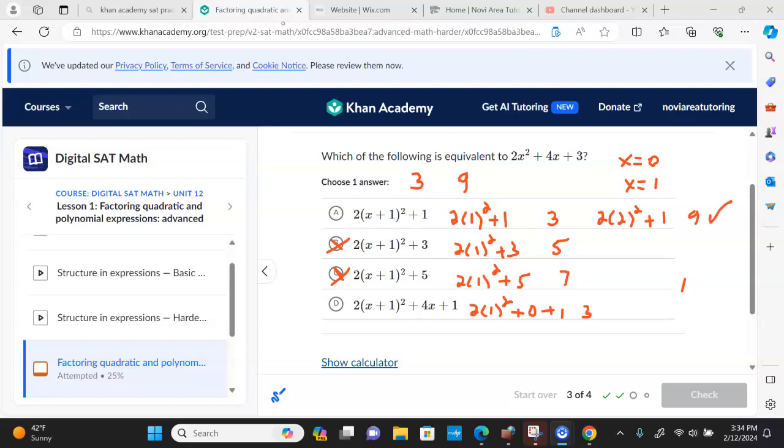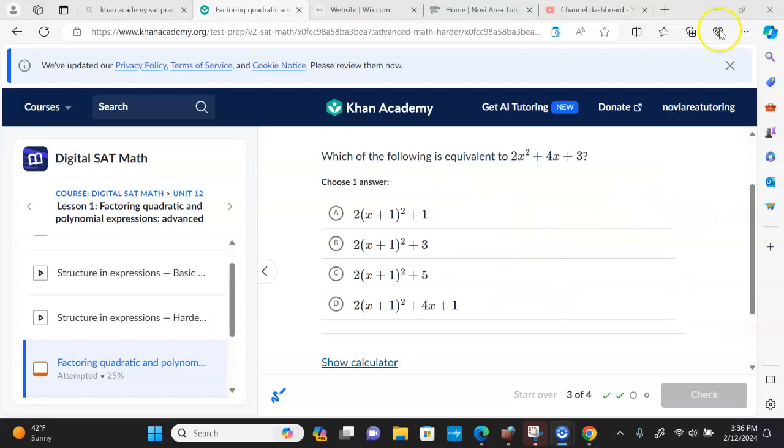But let's just double check with choice D. So we plug in 1 into the bottom one, and we would get 2 times 2 squared plus 4 times 1 plus 1, and that would give us 8 plus 4 plus 1, which is definitely not equal to 9. So that answer's out. So in this case, the correct answer is going to be A.